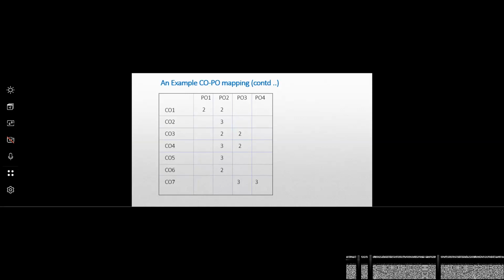There are 3 levels. 1 is of very low significance, 2 is of less significance, 3 is of moderate significance, and then 3 is of high significance. Based on this, you have to map like this. I will explain the 1, 2, 3 significances by taking an example at a later stage. This is how we map the CO and PO. Go to the other slide, please.